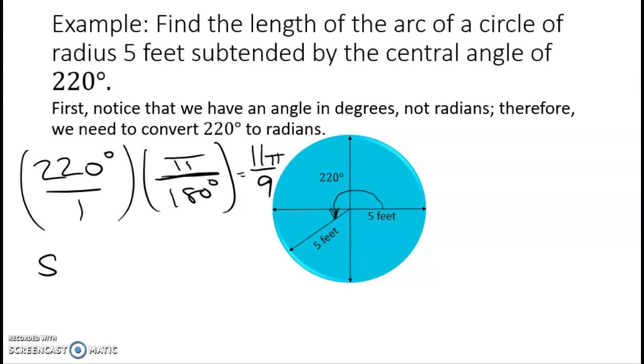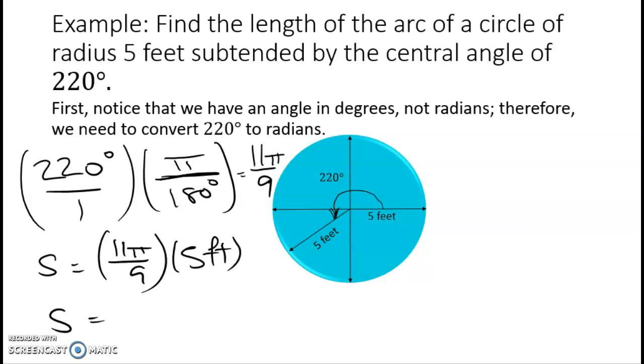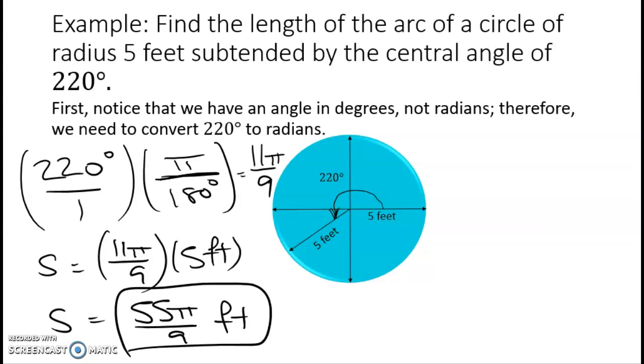Okay, now I can use my formula. So 11 pi over 9 times 5 feet. This will give me 55 pi over 9 feet. And this would be my final answer.